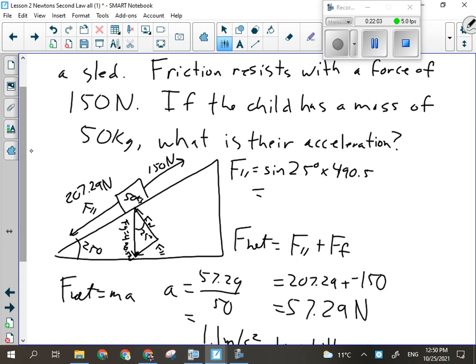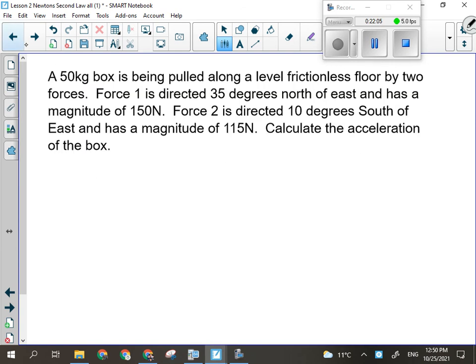All right, now, a different kind. This one's just about vectors. All right, I want you guys to try this one. So we've got two vectors, two forces pulling this box on a frictionless horizontal surface. I want you guys to calculate the acceleration of the 50 kilogram box.